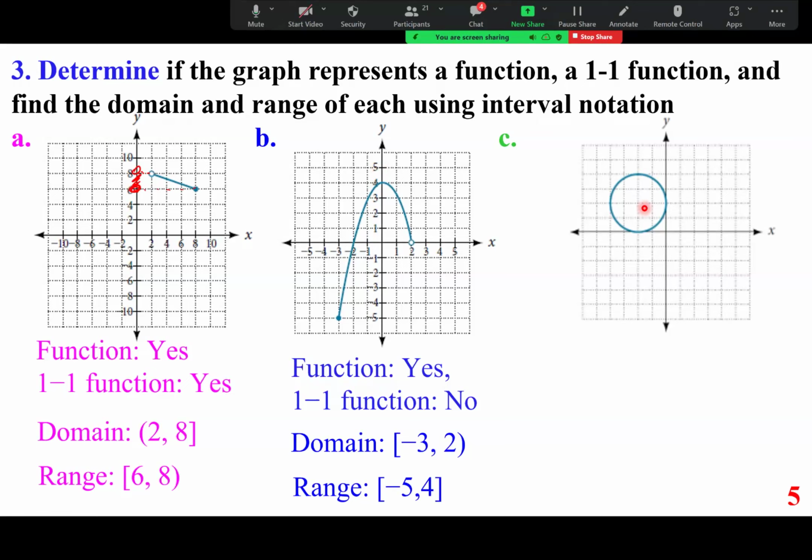This one is neither a function nor a one-to-one function. It fails the vertical line test, and it fails the horizontal line test. The domain: 1, 2, 3, 4, so it's -4 to 0. The range: 1, 2, 3, 4, from 0 to 4.